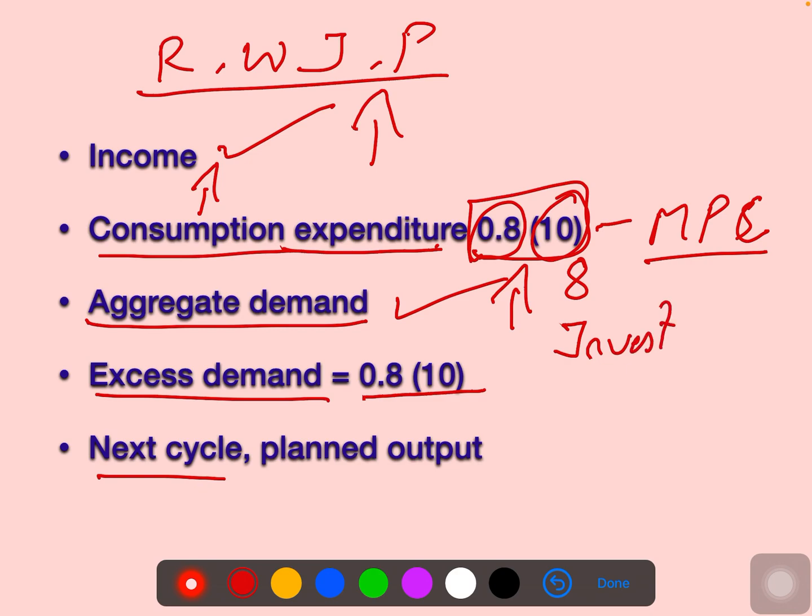With the investment, production is going to increase. If production increases, the usage of the factors of production is going to increase. Through that, factor payment will be distributed to the people. Through that, income is going to increase. If income increases, consumption expenditure is going to increase. If consumption expenditure increases, aggregate demand is going to increase, and excess demand is going to increase. Again, we're going to bring it back to the next round.